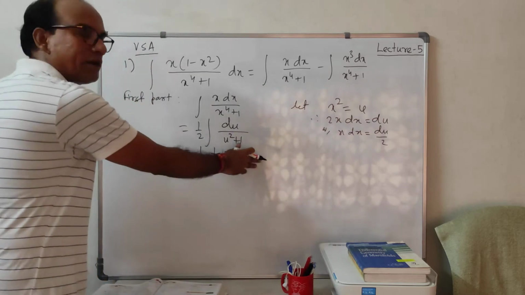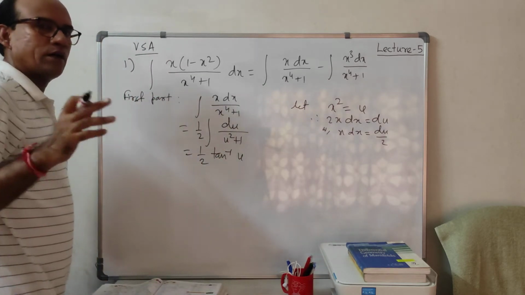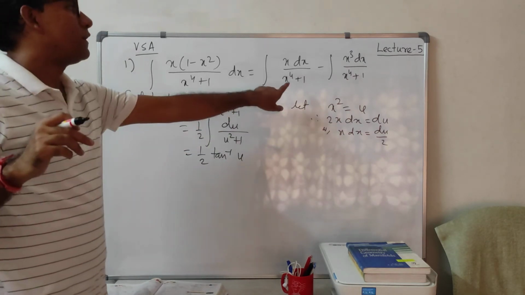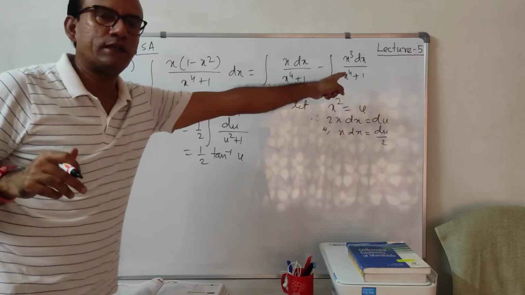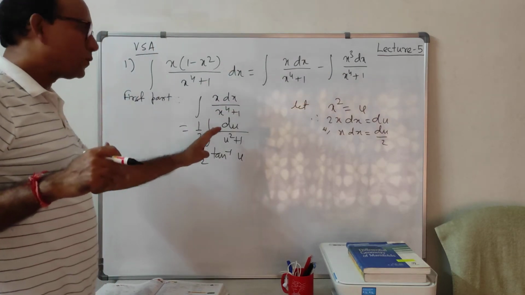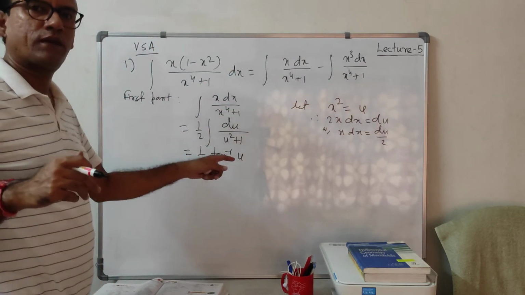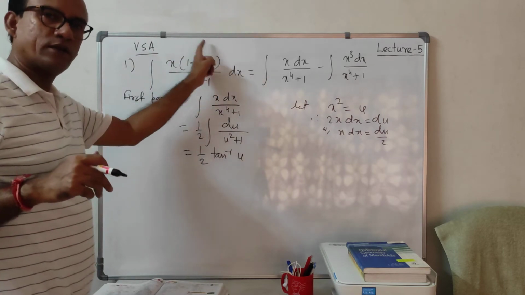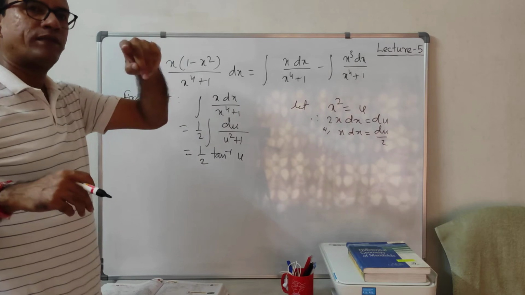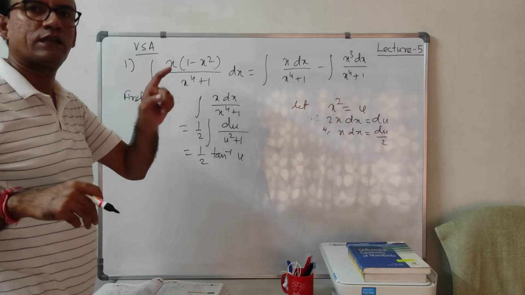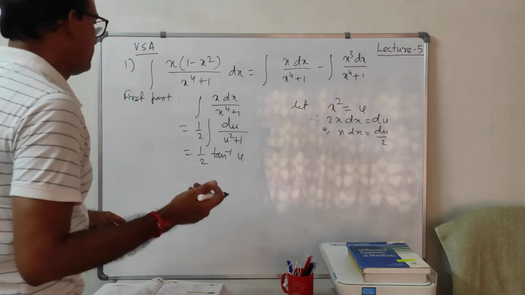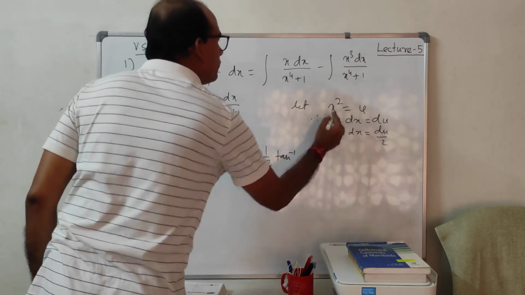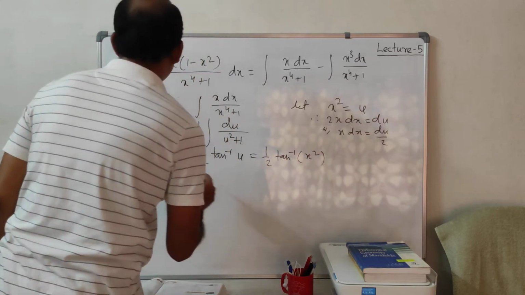Okay, don't put c here. Just put the constant of integration at last, because we are encountering two integrals. So don't put the constant of integration separately. When you write the whole result of this integral, just write the constant of integration c at last. So this is half tan inverse of u, which means x square. Now the second part.